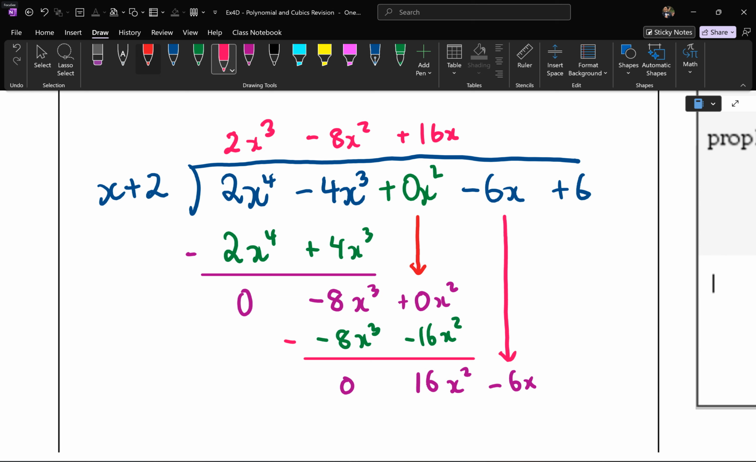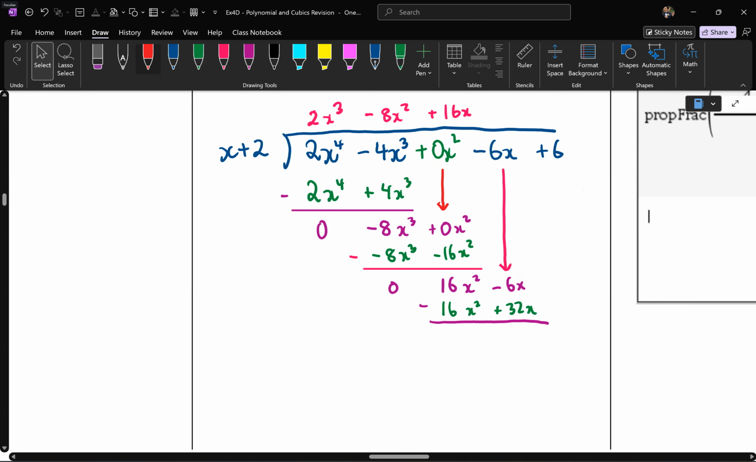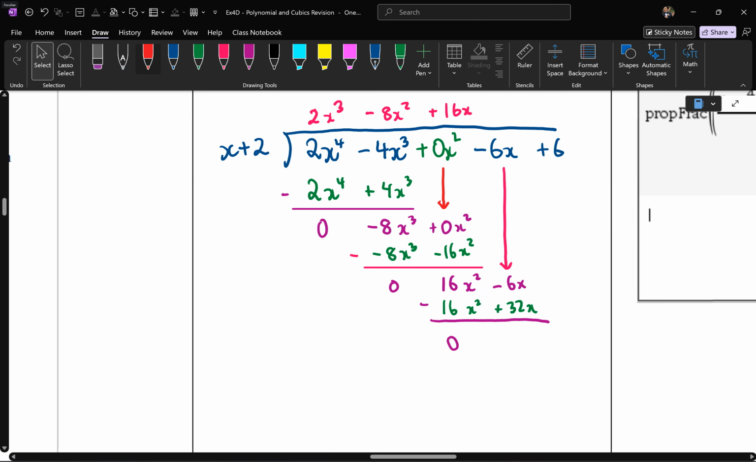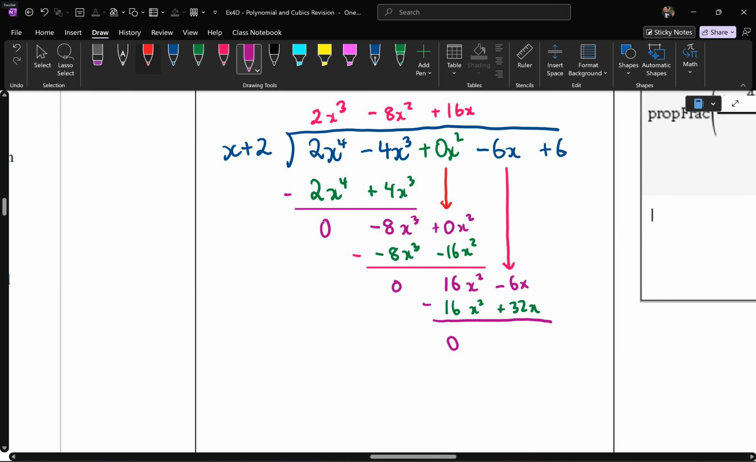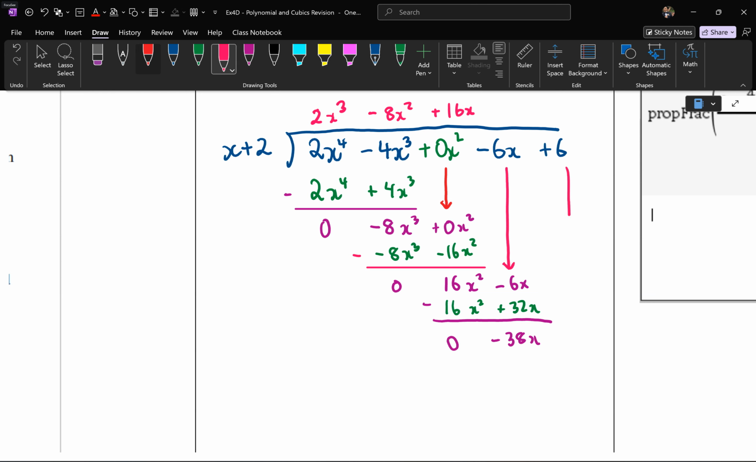And then we say, all right, well, that fits in nicely. Positive 16x squared plus 32x. Find the difference. And here we go. Let's do it again. That gives me now, what's that? 0. Negative 6 minus 32 is negative 38x. And finally, dropping down the 6, I get now plus 6.